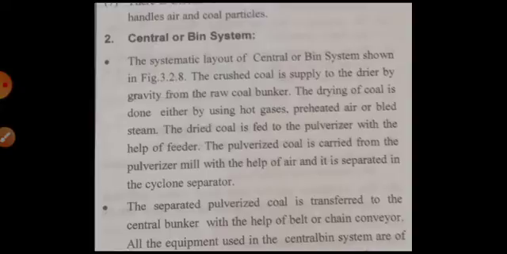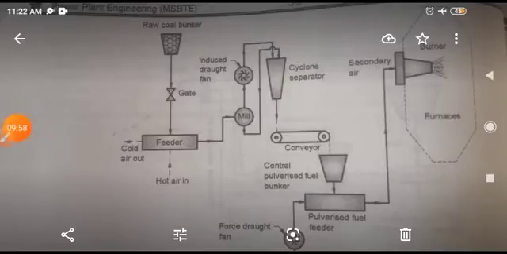Okay, let's see the central or bin system. Let me show you the figure. You can see this figure of the central or bin system, in which raw coal is in the bunker. Through a gate it is supplied to the feeder, in which hot air enters, and then it is supplied to the mill, which is then fed to the cyclone separator.